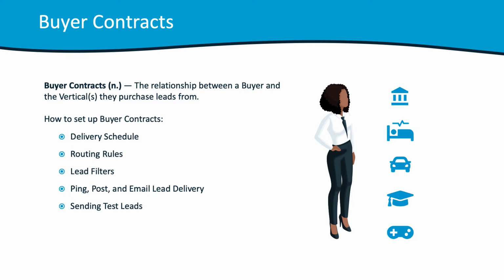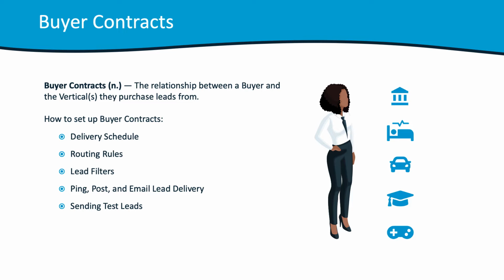So the first reason is your buyer is purchasing leads from you from across multiple verticals. So you may have an insurance vertical, you may have an education vertical, and you may have a mortgage vertical, and you may be selling leads across all 3 verticals to one buyer. This means that your buyer would have one buyer contract per vertical.